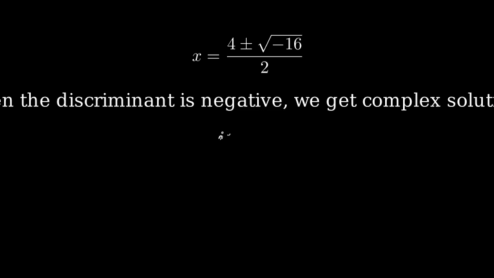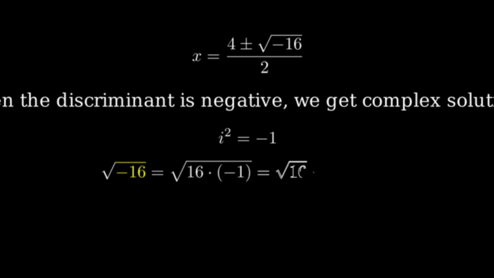To handle this situation, mathematicians created the imaginary unit, denoted by the letter i. The defining property of i is that i squared equals negative 1. This allows us to express the square root of any negative number. Using this definition, we can rewrite the square root of negative 16 by breaking it down. First, we express negative 16 as 16 times negative 1.